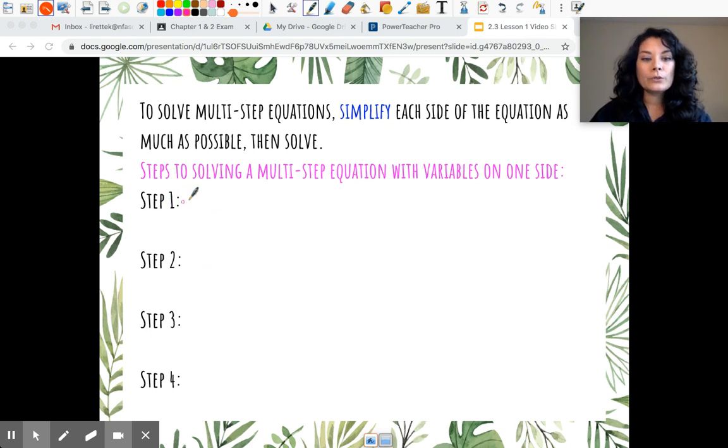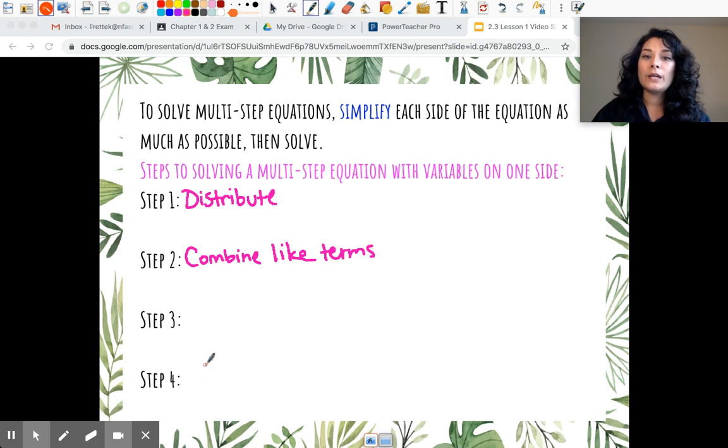So step 1, you're going to want to distribute if you see parentheses. Obviously, if there aren't any parentheses, you won't need to worry about this, but if we do see parentheses, we must distribute first. The next thing that we want to look for is if we have any like terms that we need to combine. So step 2, combine like terms.